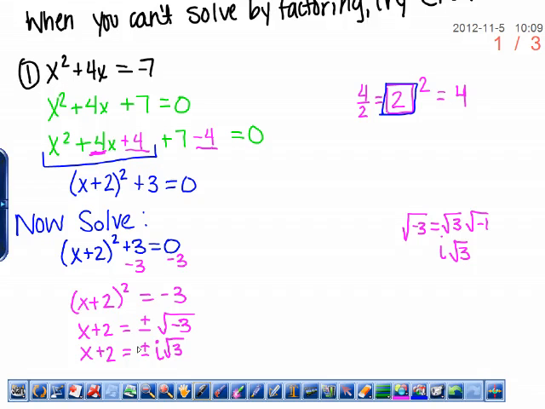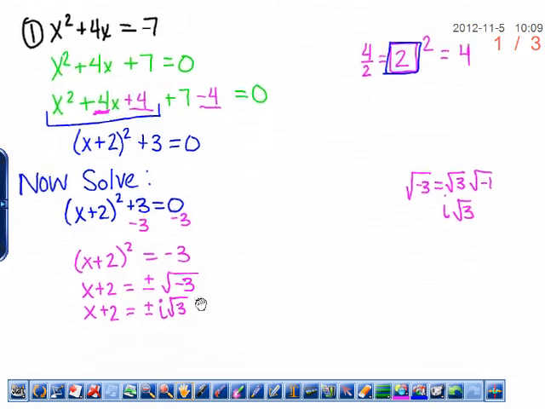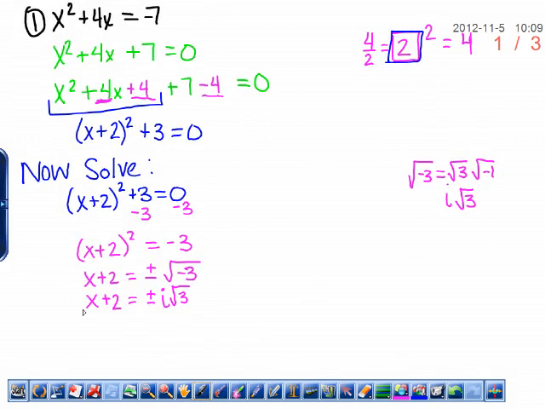Okay? All right, we need one more step. What do we do next? Subtract 2. You're going to see this written in standard form for complex numbers. So you're going to write negative 2 plus or minus i root 3. You've got to have your real number part and then your complex number part.